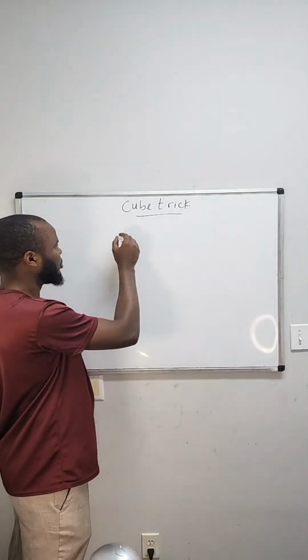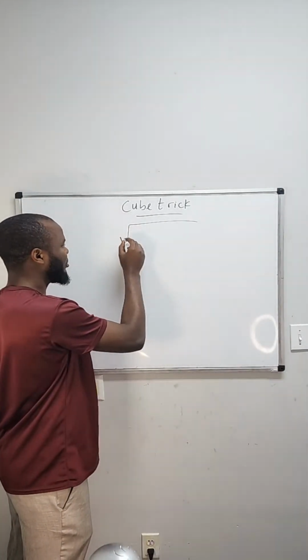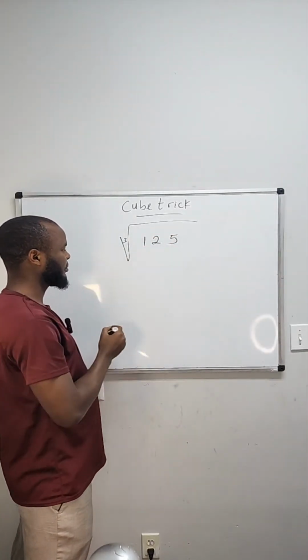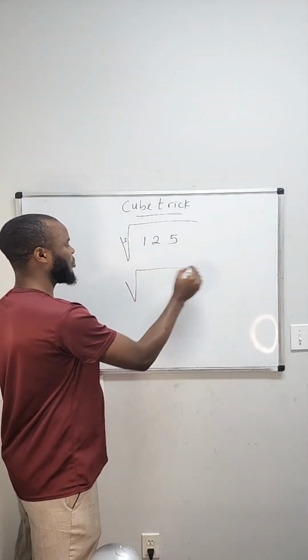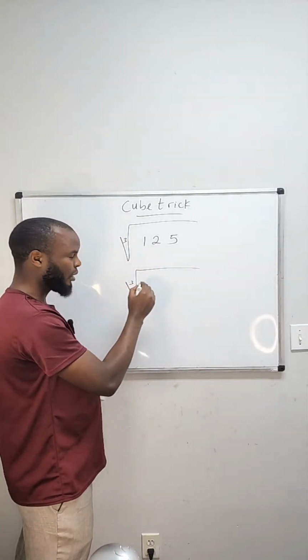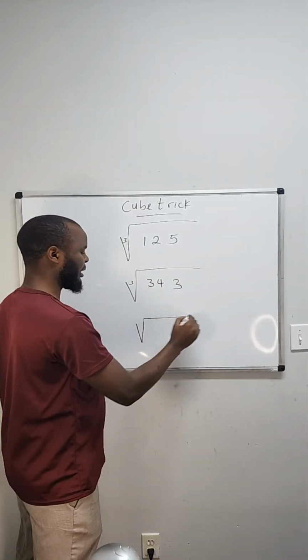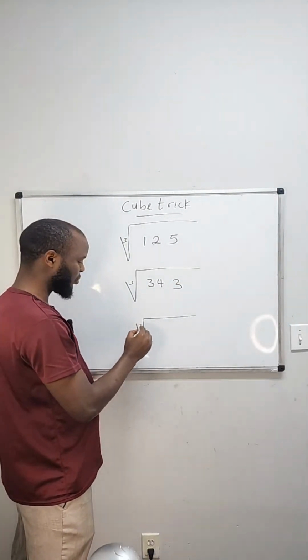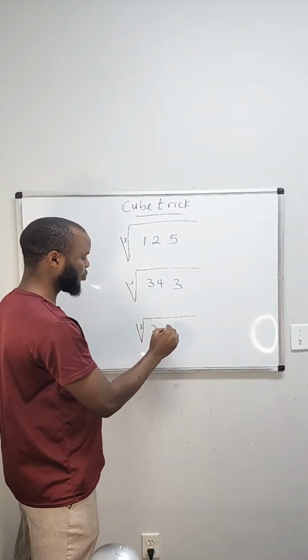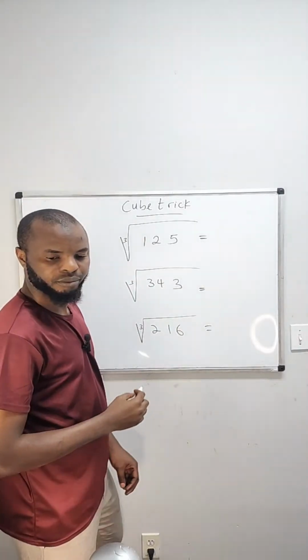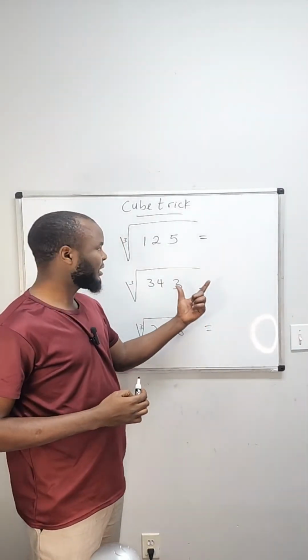Now we have the cube root trick. Here we have cube root of 125. Here we have cube root of 343. Here we have cube root of 216. This is another trick.